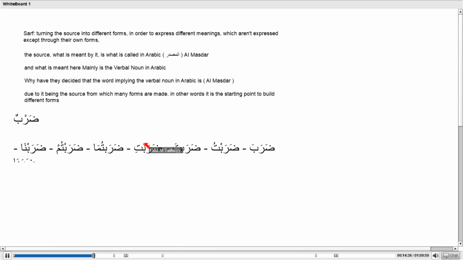We told you in the previous class that the letters found in almost every form are called original letters, that is, the root letters are called original letters. Very good. Root letters, original letters, it's the same. And any letter other than the original root letters is called extra, because we have added it to the root letters. Understood?